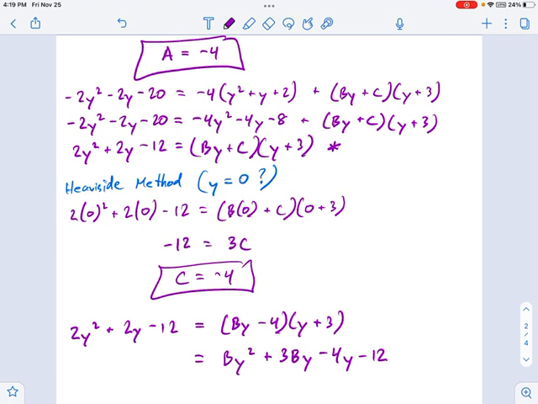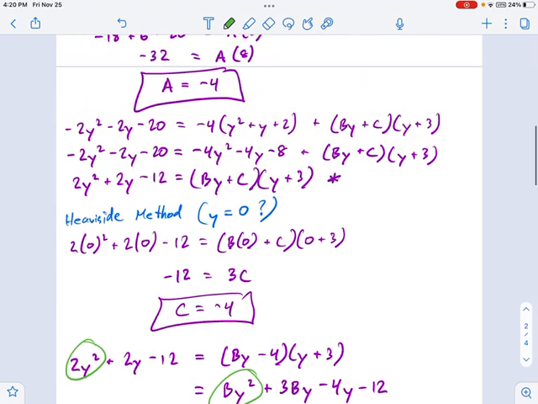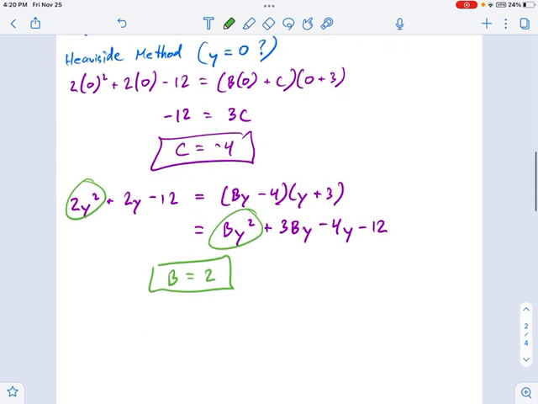Okay, and now what you might notice, we don't need Heaviside for this last one. You might notice something that I could have honestly done in the last step. If you look at the y squared terms, I have y squareds on each side. And it has to be the same number of y squareds on each side, which means, using that logic, b equals 2, right? Because there's 2 y squareds on the left and 2 y squareds on the right. So now we have A, B, and C, and we're going to write our solution.